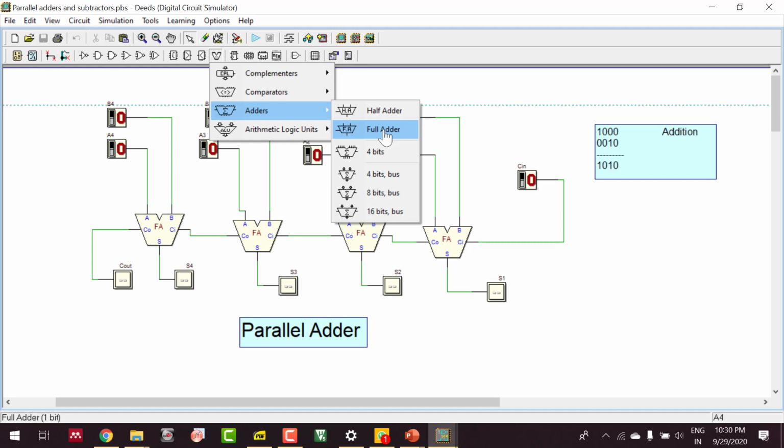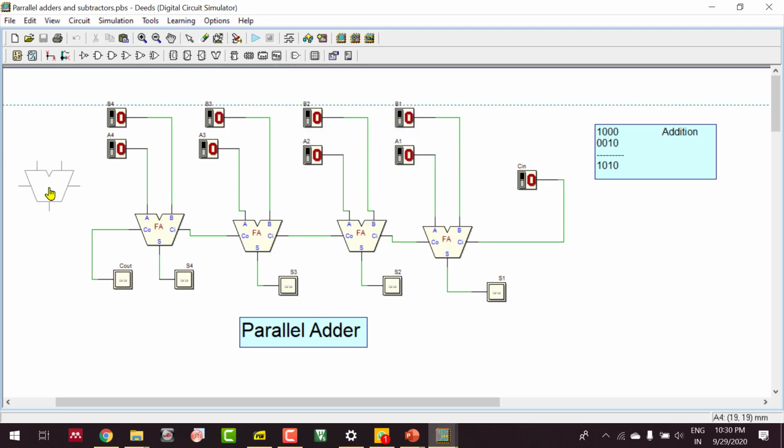If you take the full adder here, you're going to get a symbol like this, where Cin, A and B are inputs, and Cout is your output, and S is the sum of the A and B bits.